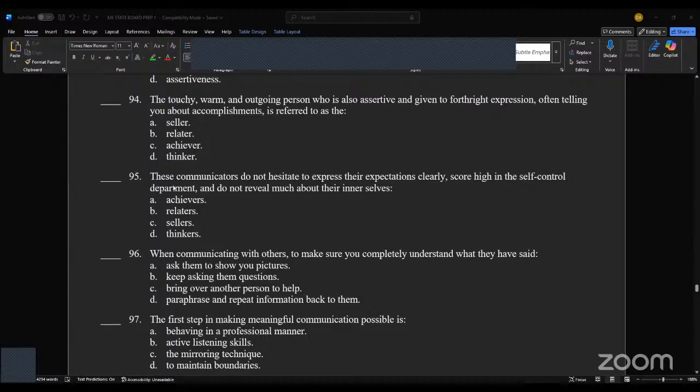95, these communicators do not hesitate to express their expectations clearly. They score high in the self-control department and do not reveal much about their inner selves. 95 is A, achievers. They do not hesitate to express their expectations clearly, they score high in self-control, so they're disciplined, and they do not reveal a lot about themselves. They are achievers. The goal is just about to the mark. 95 is A, achievers.